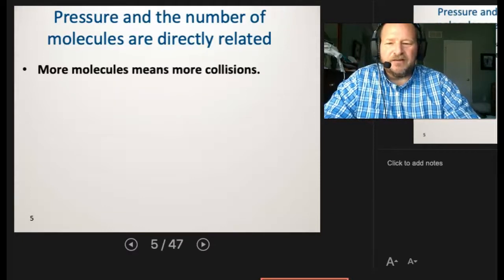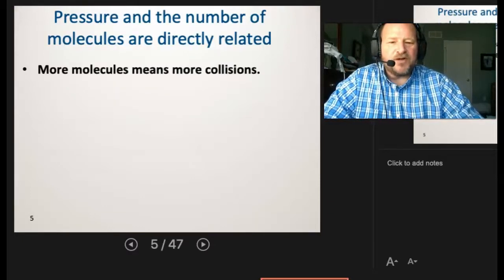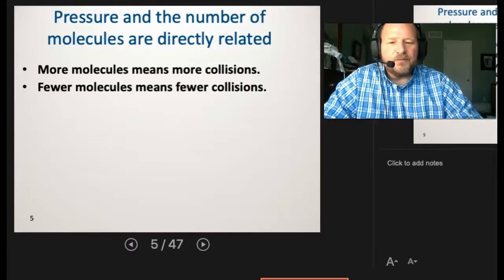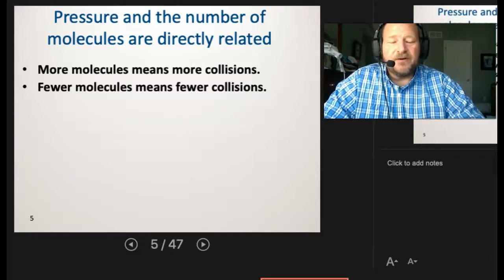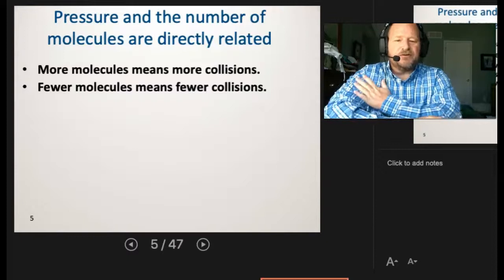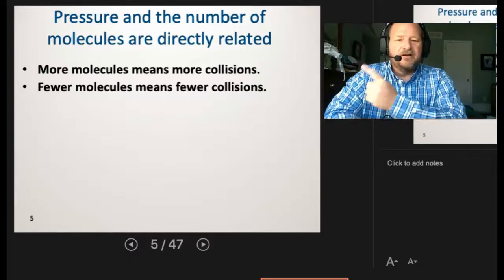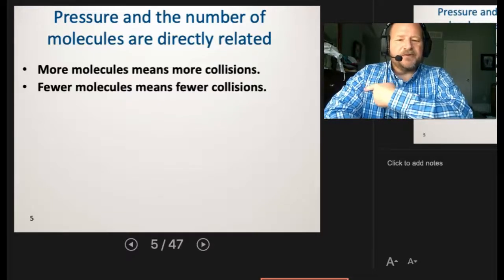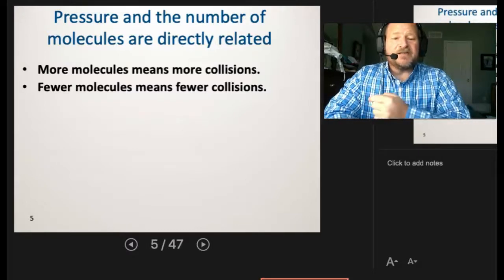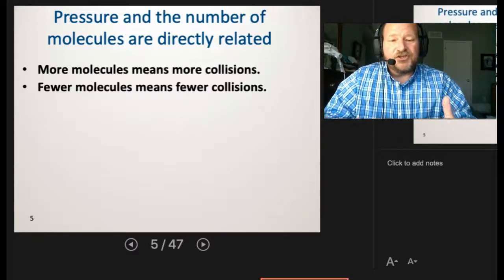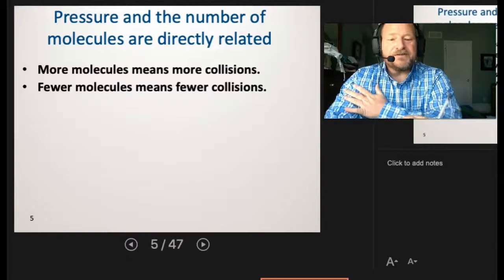Now, how does that relation work out? The more molecules means more collisions, and fewer molecules means fewer collisions. Pressure, mathematically, is a force over an area. If you push on something, you can feel all of that force spread out over the area. But if you take a single finger and press with the same force, it'll hurt a little bit more, because now all that force is in a smaller area. So if I have lots of collisions taking place, then I'm going to have a bigger force hitting into that.